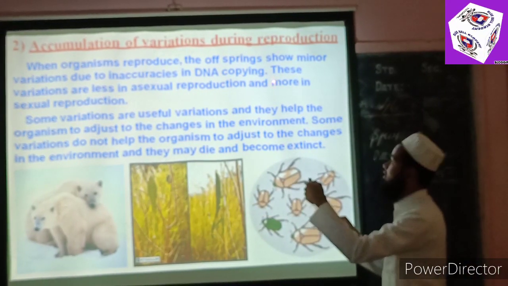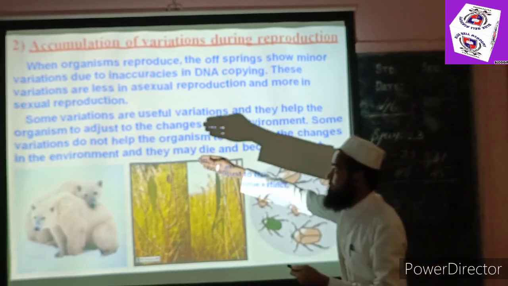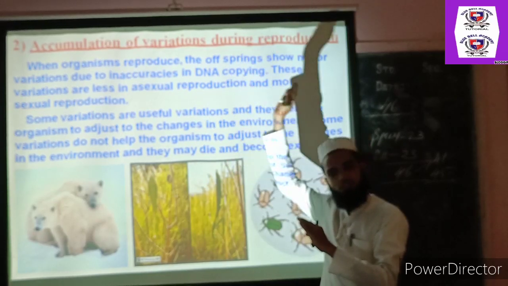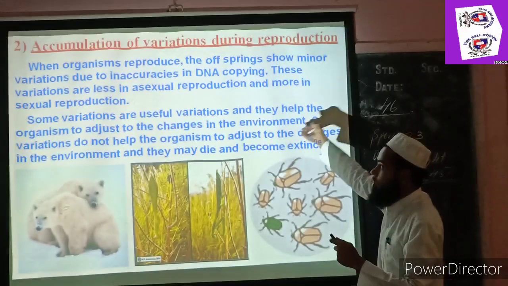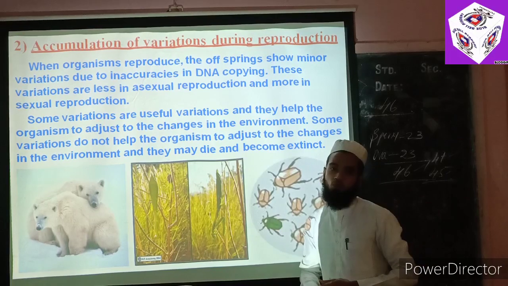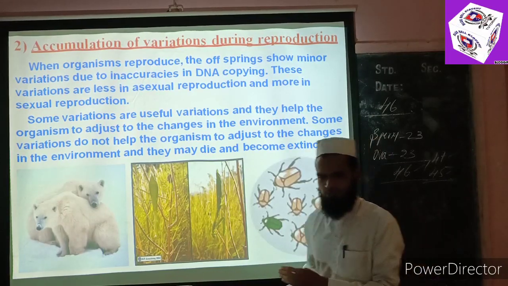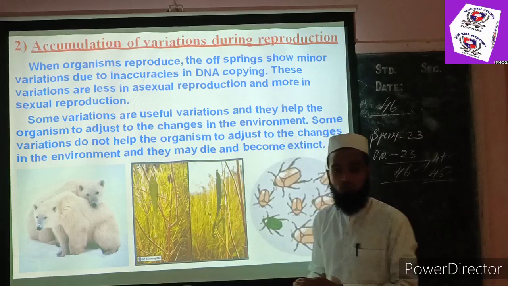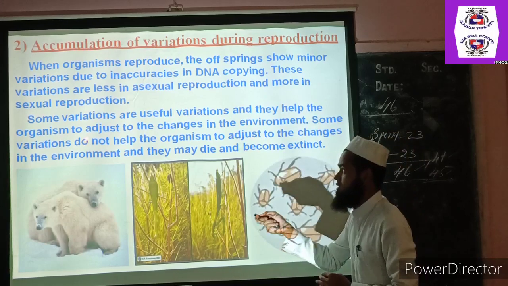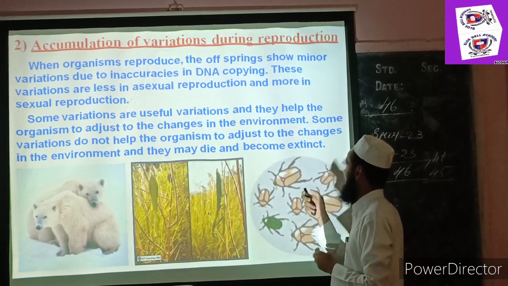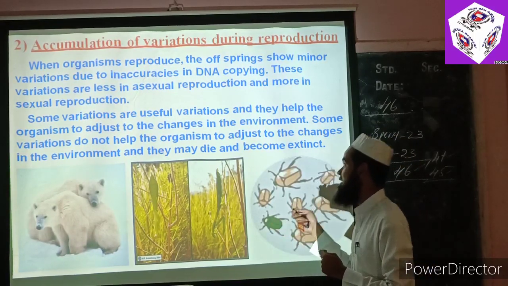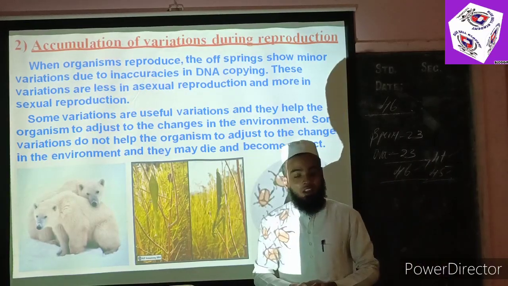Due to that inaccurate mechanism of DNA copying, the variations will be less in asexual reproduction. As I told you before, in asexual reproduction there will be less variation, whereas more will be in sexual reproduction. These variations are very beneficial. We have good aspects, and we also have bad aspects. Some variations are useful and helpful for the organism to adjust to the changes in the environment. Some variations do not help the organism to adjust to the changes in the environment, and they may die and become extinct. What is the meaning of that?